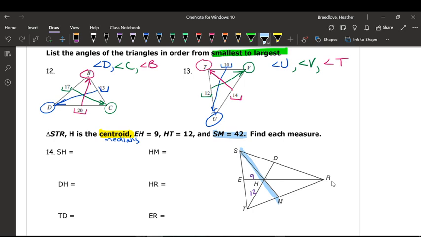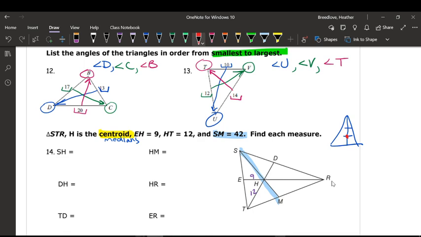And find each measure. So you have to remember that medians you need to split into 3 sections. I'm going to do a little quick drawing on the side. You have your triangle, and the median goes from a vertex to the middle of a side. You should split it into 3 equal pieces. And the centroid is closer to the flat end. So there are 2 sections closer to the pointy end, the vertex, and 1 section closer to the flat end. And they are all equal pieces.